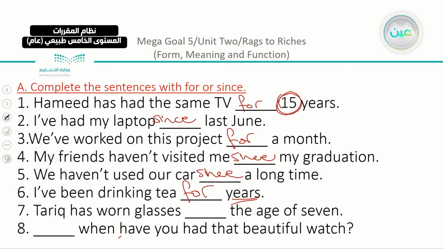Tariq has worn glasses, the age of 7. So I'm talking about the period, which is the age. So which means that we have here age associated with since. And the last one, when have you had that beautiful watch? There's nothing counted here, which means also I'm going to use the word since. So this is the first exercise that you have in your book.